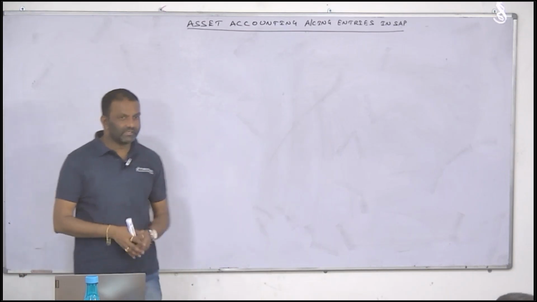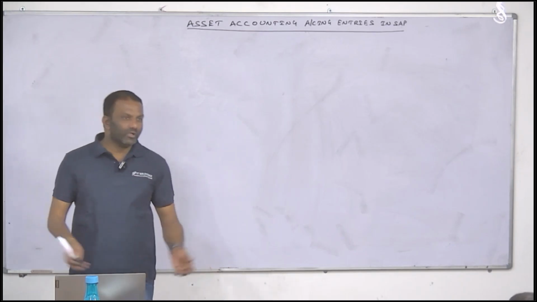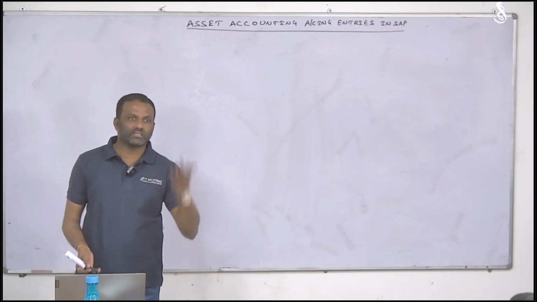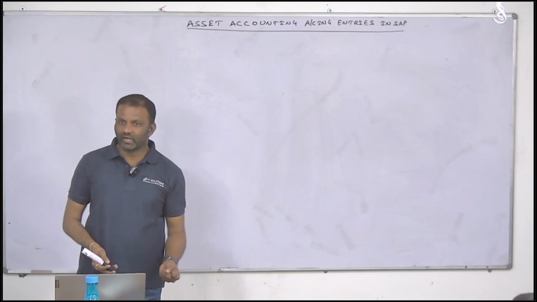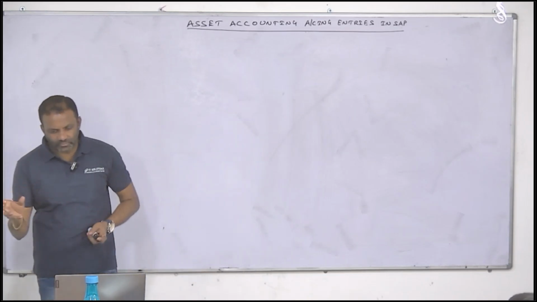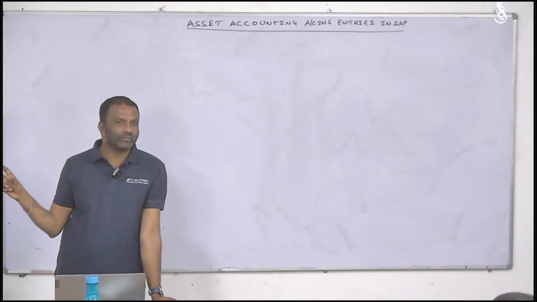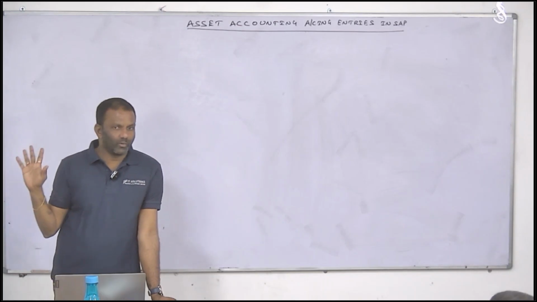Some assets the organization will build themselves. For example, this is the land I have purchased for my organization. On this land, I am constructing a building. So I am producing, right or wrong? So I am constructing. That is the reason you always try to use acquisition or APC. APC means acquisition and production cost. Hope you got my point.